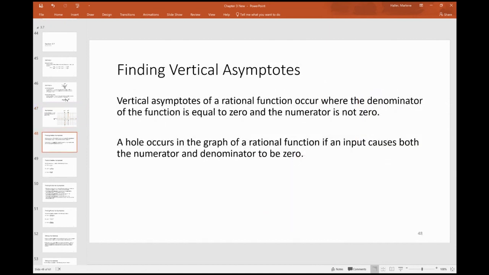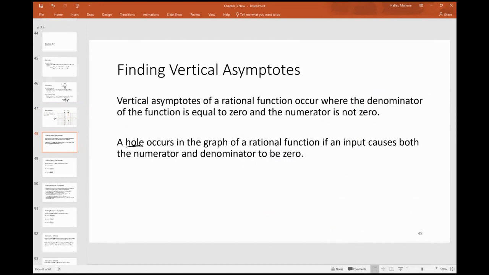All right, how do we find asymptotes? Well, let's start with vertical asymptotes. If we have an equation, we can find vertical asymptotes. Vertical asymptotes are going to occur at values that cause the denominator to be 0, but the numerator to not be 0. Right? If we have a value that causes both the numerator and the denominator to be 0, then we would say that there is a hole in the graph. There would be a hole in the graph there, right?